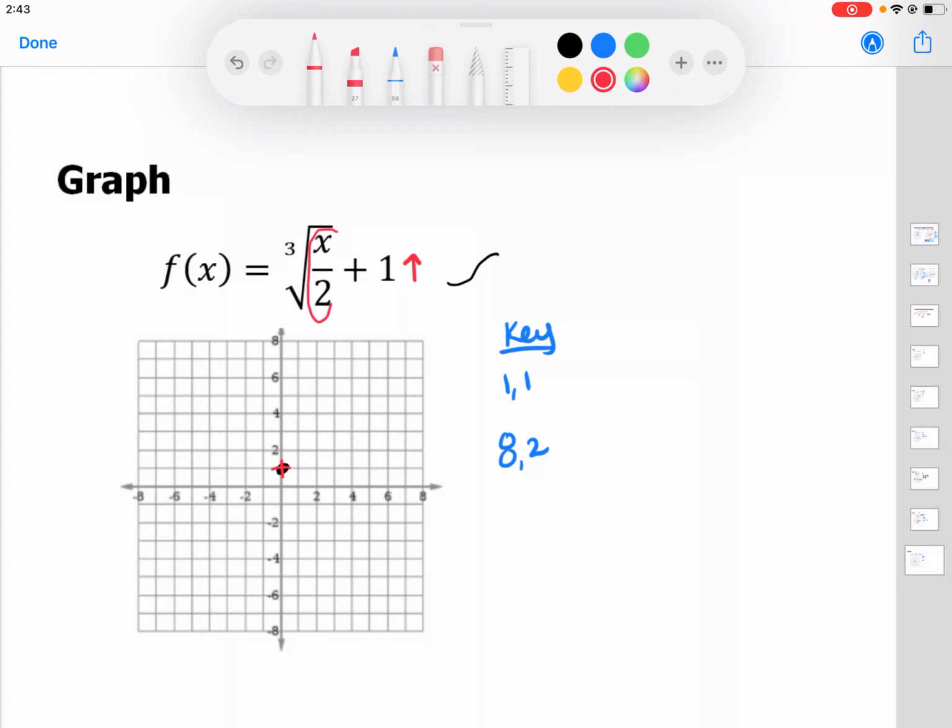And then we've got this x over 2. Now, it's under the radical, so that means it's going to affect our x's. And since we're dividing by 2, remember, we always do opposite. I'm going to multiply these x's by 2. So that'll give you 2, 1, and 16, 2. So I'm going to go over 2, up 1 from the starting point. Over 16, up 2 is kind of not possible, so I'm just going to go left 2, down 1, so that I can just draw the correct shape from there. And there you go.